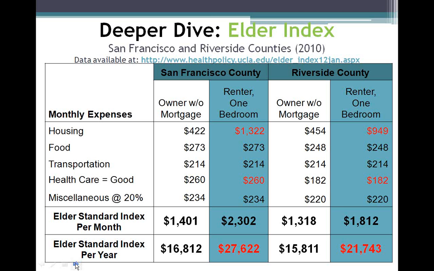And when you take that down all the way to the annual level, what you see is that on an annual basis, an older adult renting in San Francisco needs just about $6,000 more a year to cover the same basic basket of goods than an older adult in Riverside County. And when so many older adults are on fixed income, you can see that recognizing this difference is so critical and so important. And at the top of this slide, you can see the website where this data is available and can be accessed for not just these 2 counties, but all the counties in the state.